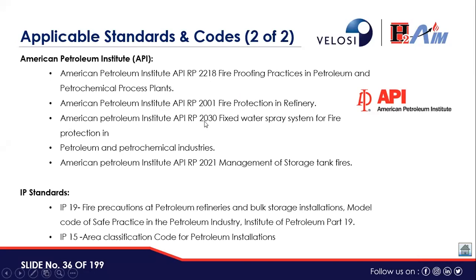Then there is RP 2030, fixed water supply system fire protection in petroleum and petrochemical industries. Then API RP 2021 for management of storage tank fires. These standards in API are made as normal recommendations or guidelines so that we can easily understand NFPA concepts and apply them in an easier way as an engineer.